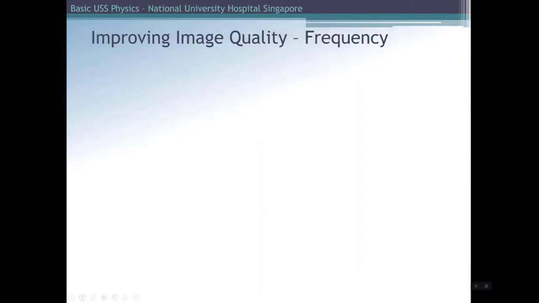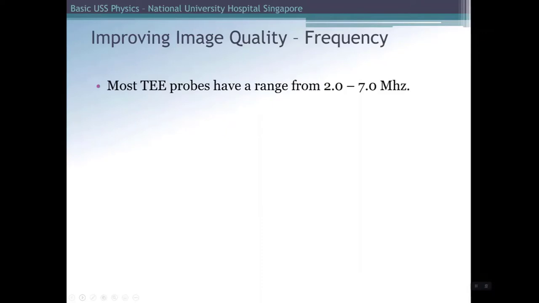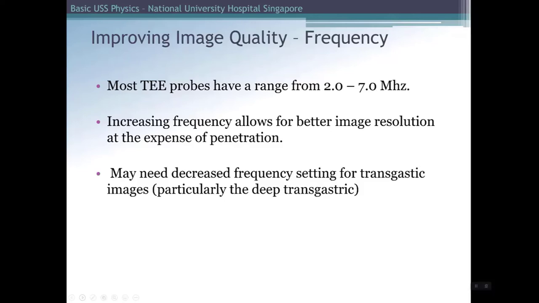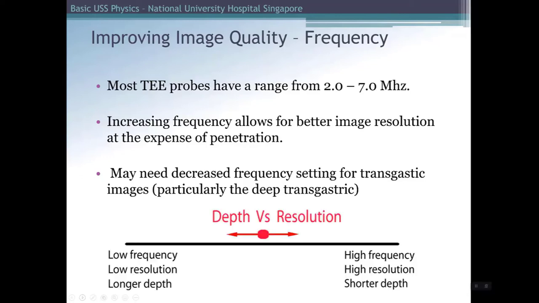Let's now look at the effects of frequency. TEE probes have a frequency range from 2 to 7 MHz. Increasing the frequency allows for better image resolution. Penetration of the echoes is, however, reduced. Increasing the frequency reduces the penetration of echoes and compromises imaging of deeper structures. We therefore use echoes of lower frequency when imaging deeper structures, such as when imaging in the deep transgastric view.